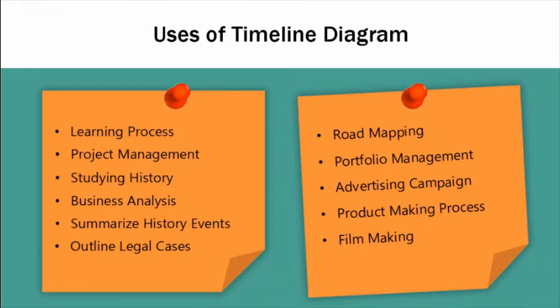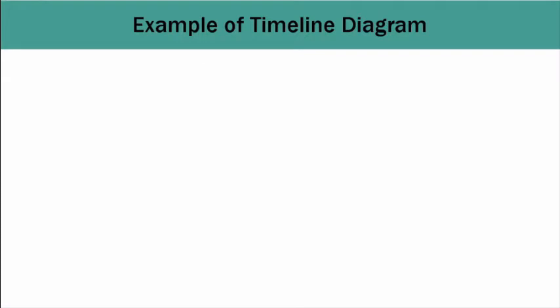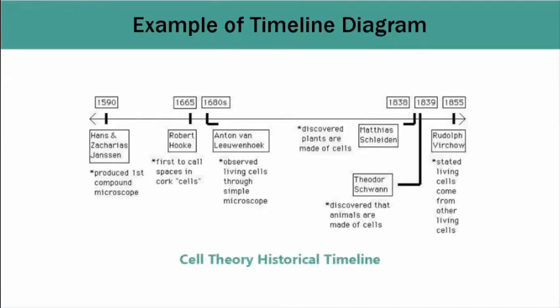Next is the example of timeline diagram. First we have the cell theory historical timeline. This timeline diagram is a basic presentation. We have the years above the arrow paired with the events that occurred in that year below the arrow. So this is one way you can present a timeline diagram.